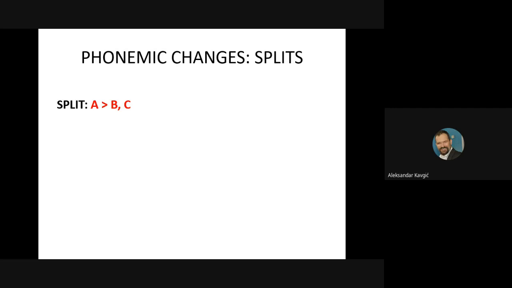But actually, what you should know is that splits usually happen after mergers because the balance of the phonological system gets disturbed, and languages generally like to have the same number of phonemes. So if you merge some phonemes, then through the merger you will probably have a split, because you have to create new ones. You want to have the same number of phonemes in a language.